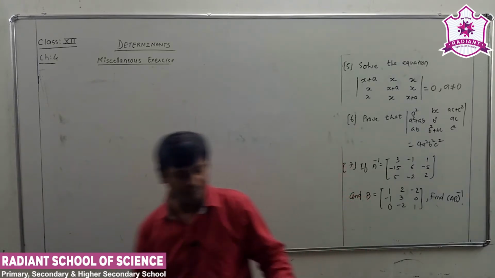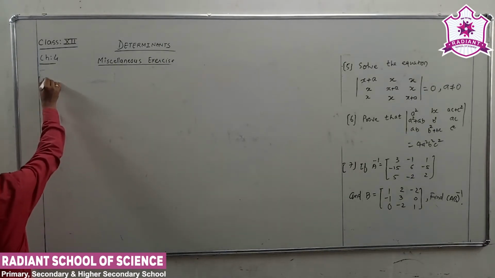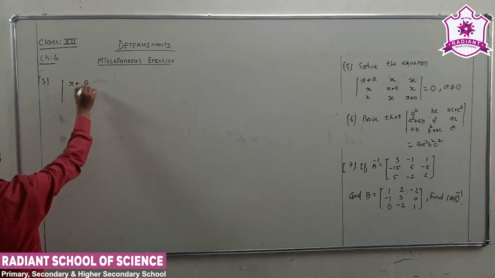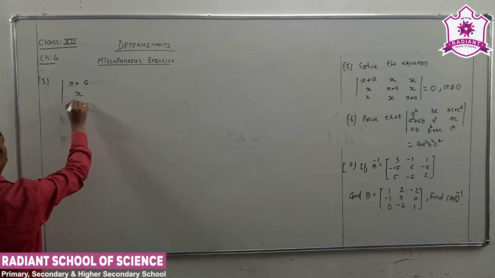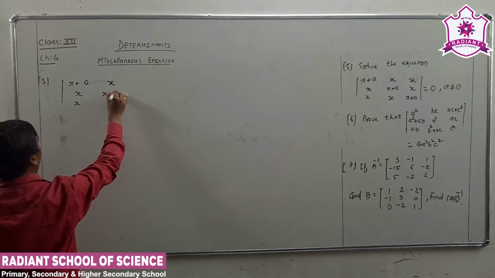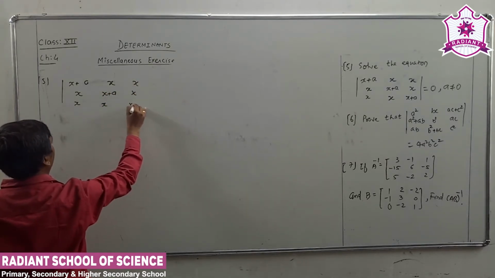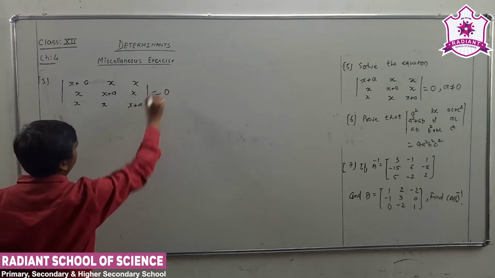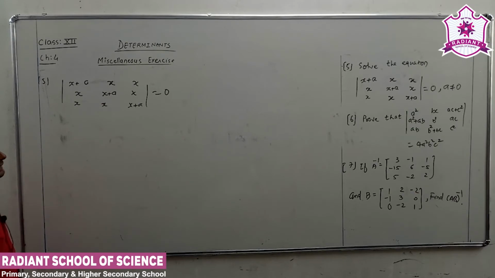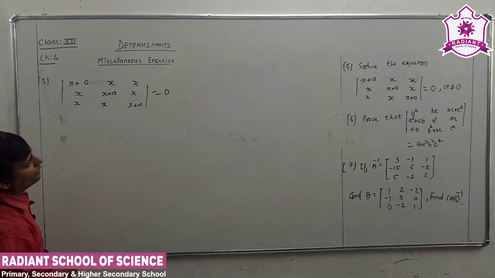So the question number 5. Solve the equation. That means we solve this equation, right? So our matrix is equal to x plus a, x, and x again. So x into x plus a, and x again x into x and x plus a is equal to 0. Okay, this is the MCQ question, right? X and a does not equal to 0, given that a not equal to 0.